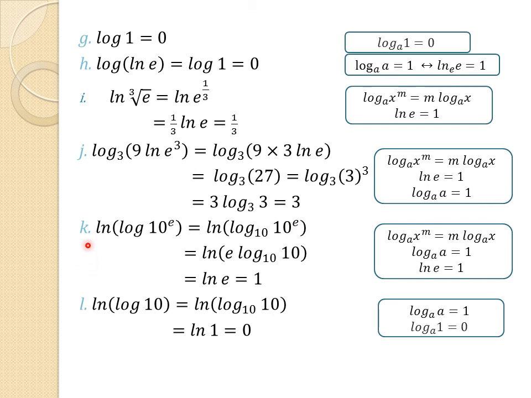Now in K, we have ln logarithm. No written base means 10, 10 power e. So this e is a power. This will be multiplied by the logarithm. This is the logarithm. We wrote the base to compare here. And the e is going to be multiplied by the logarithm. So here the value is 1. Then it is e times 1 equal e. So ln e also equals 1.